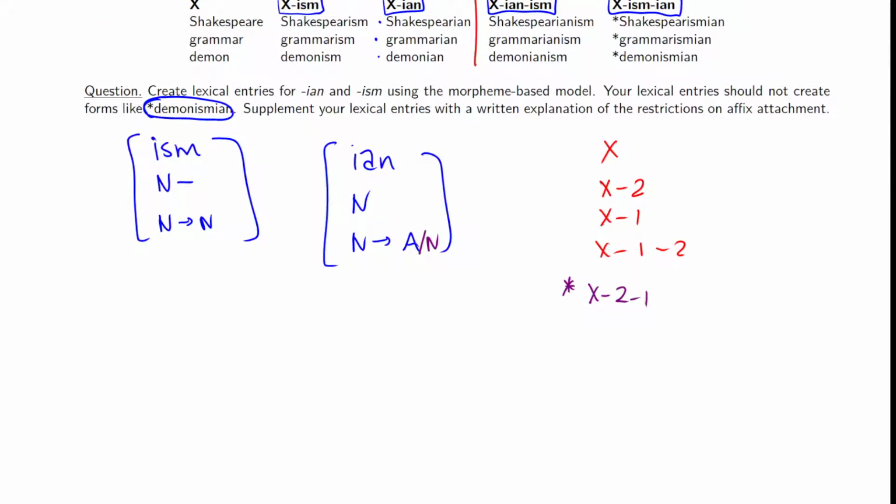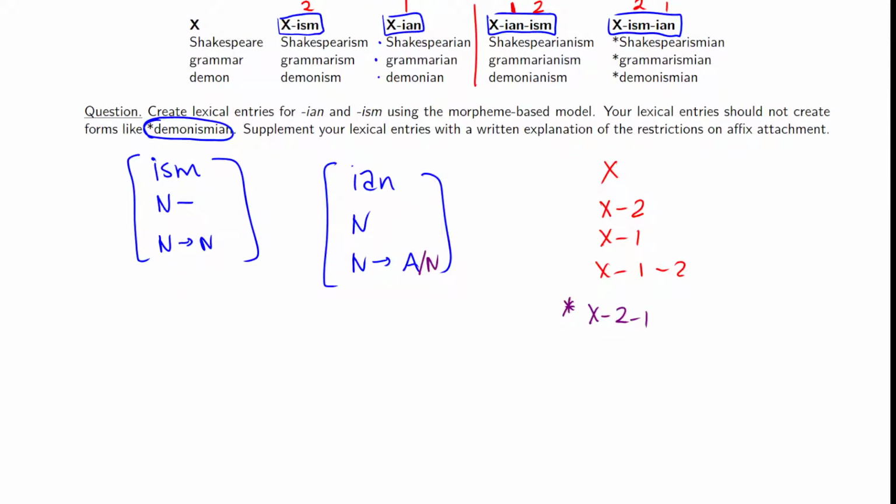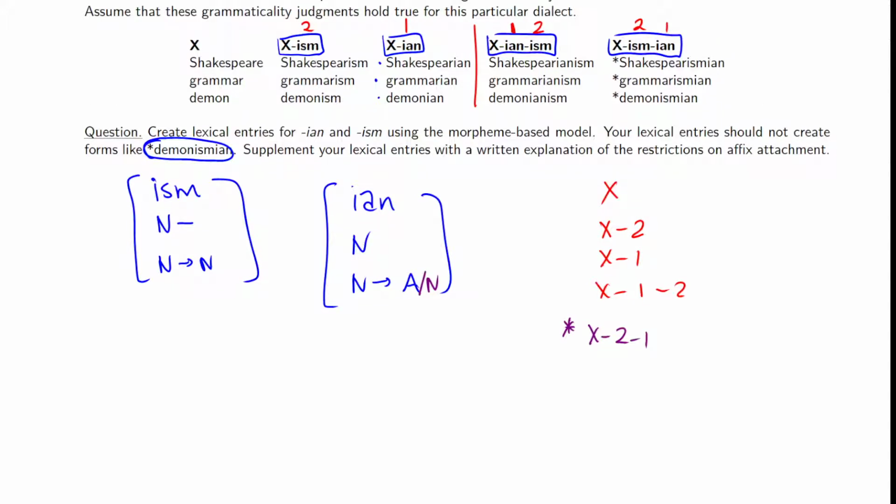So can you do this in the lexical entry itself? It's possible, but it's not very pretty. So what we might do is say that Ian can attach to nouns, and then we'll put a little comma here, and we'll say that it cannot attach to a noun with a 1 after it.